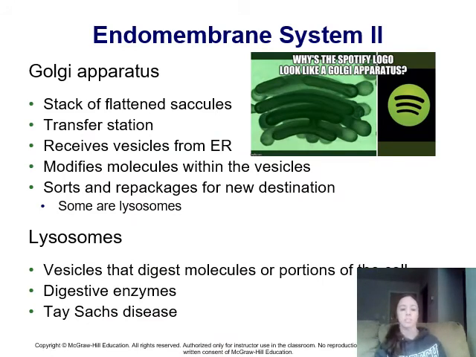And then the next part of the endomembrane system is the Golgi apparatus. The Golgi apparatus is a stack of flattened vacuoles. To me, they kind of look like a stack of pancakes or a Spotify symbol. And this is more or less a distribution station of all the different molecules that the cell creates. They will receive the proteins and the lipids from the rough and the smooth ER. And if these proteins or lipids still need further modifications, then it will happen within the Golgi apparatus. And once all the proteins and the lipids are finished, they will be put into vesicles again and sent off wherever they need to go.